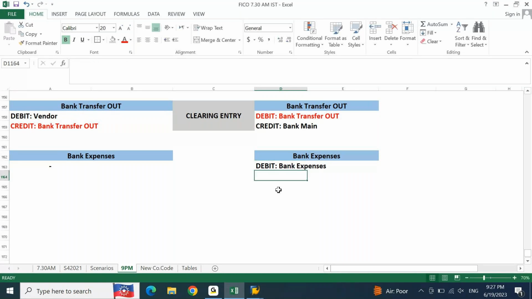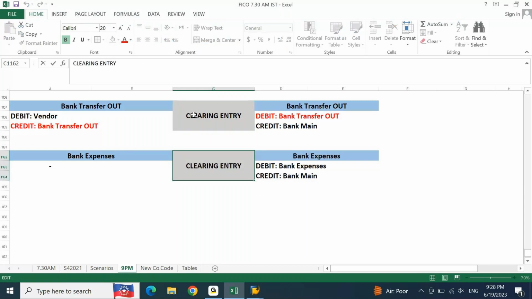Your bank expense can be anything: bank charges, OD charges, DD charges, interest paid, late payment, anything. Any expense that you are receiving from the bank statement, that respective expense account will be debited. And credit will go to which account? Main bank account. Right? Now, what is this entry called? Is this a clearing entry or a direct entry? Direct entry.